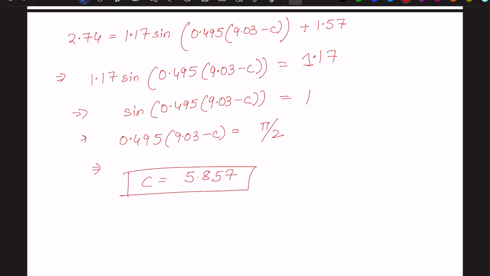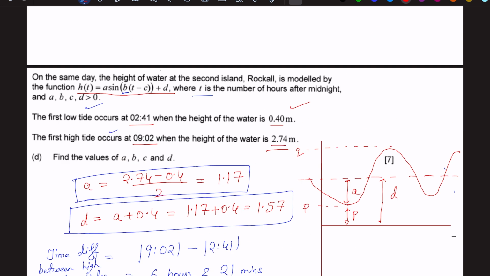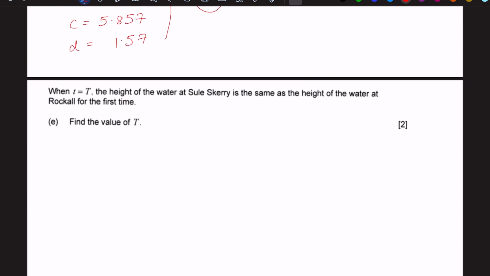So at the end, if I list out all the values, A was 1.17, B was 0.495, C is this 5.857, and your D would be 1.57. This will be your answer. And this was 7 marks, so it was a pretty heavy question.